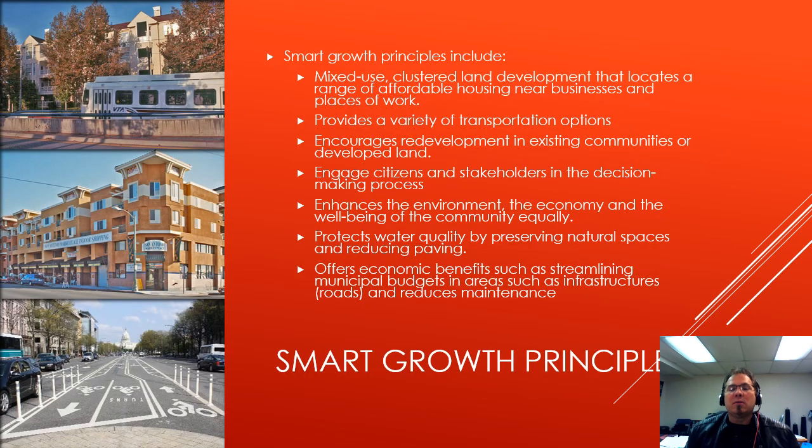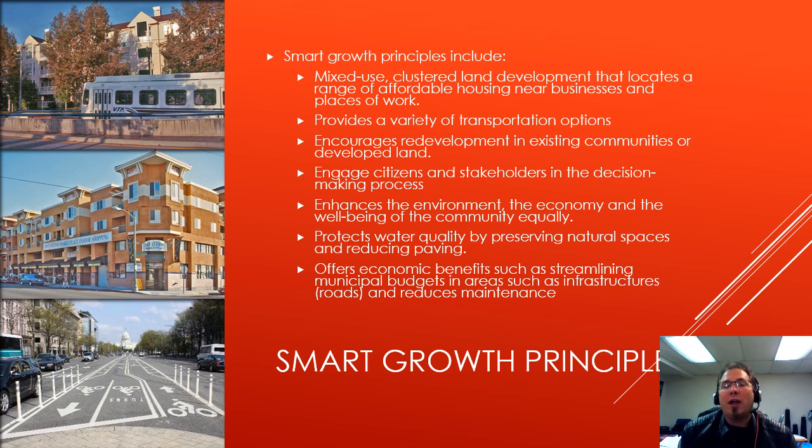So what are the principles of smart growth? And here are some examples you see in the images here. Things like mixed use, clustered land development that locates a range of affordable housing near businesses and places of work. So you're kind of grouping things together. A lot of this comes out of Europe. In Europe, their cities are sort of compact, right? They're old cities, but they've been updated over the years in place. They're not moving out in all directions. They take what they have and they update it and make it more livable.